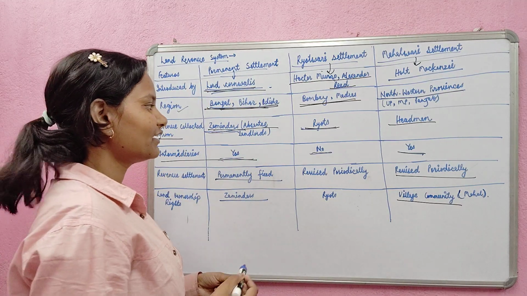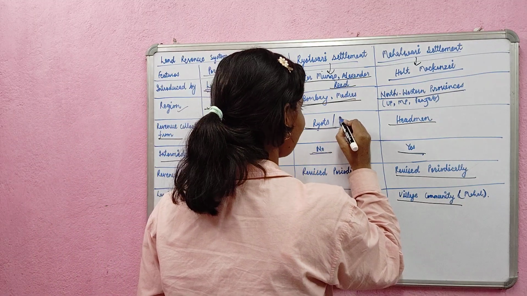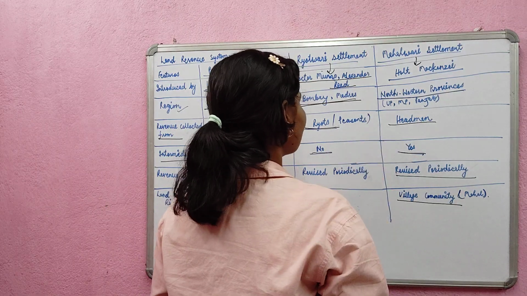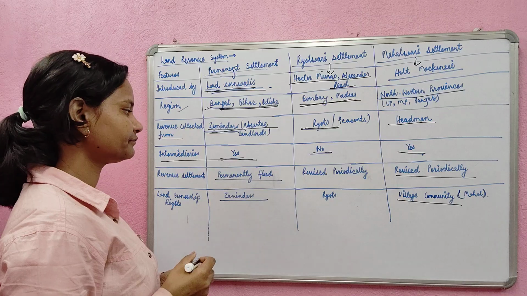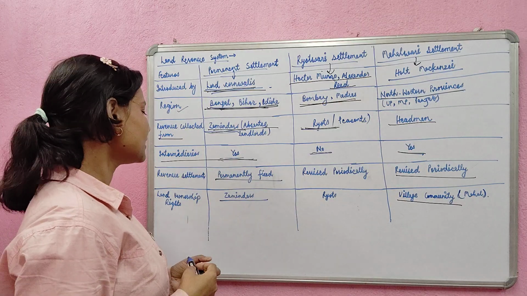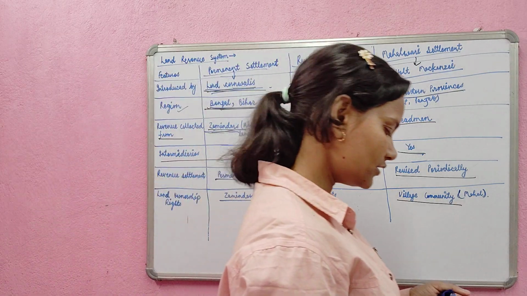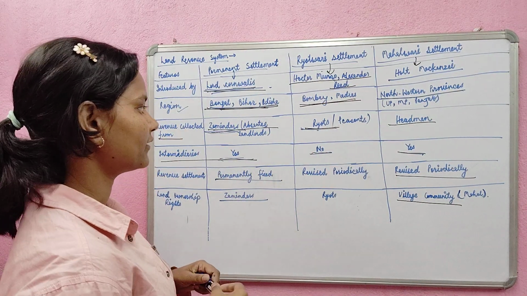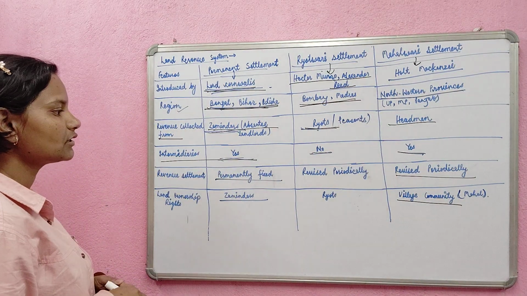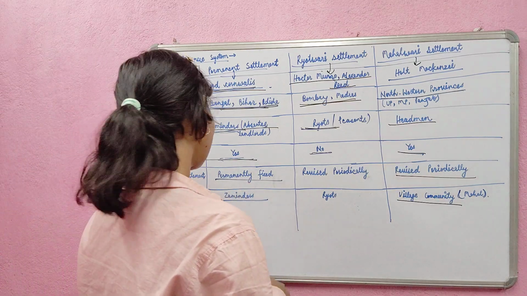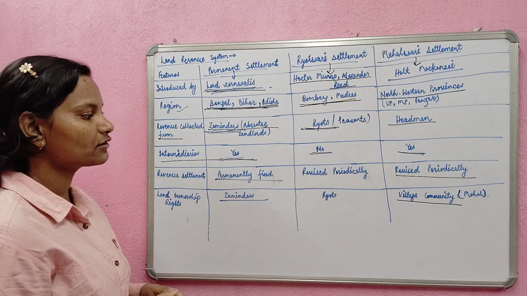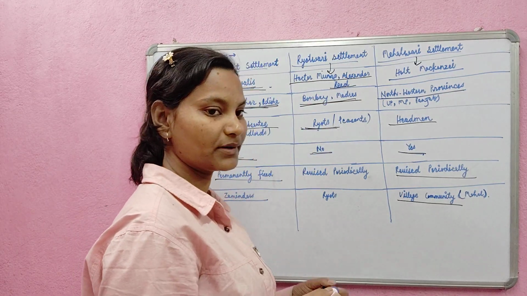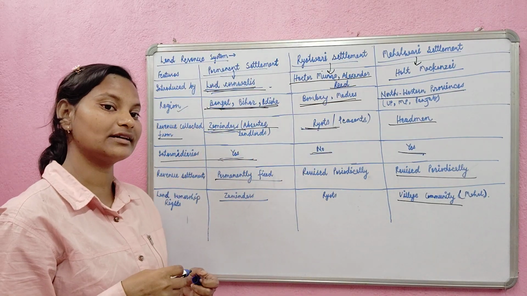Ryots means peasants. The revenue settlement was revised periodically in the Ryotwari settlement. The land ownership right was in the hand of the ryots themselves.